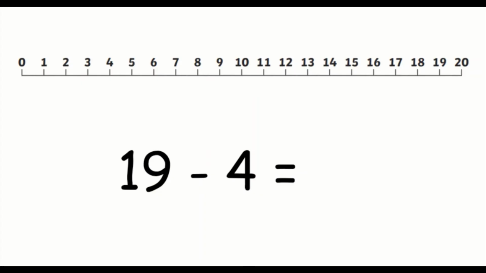Here's another number sentence for you to try. Remember, jump towards the smaller numbers, and when you do your jumps, you're jumping one number at a time. 19 subtract 4 equals.